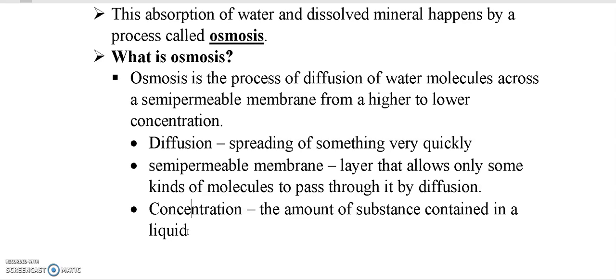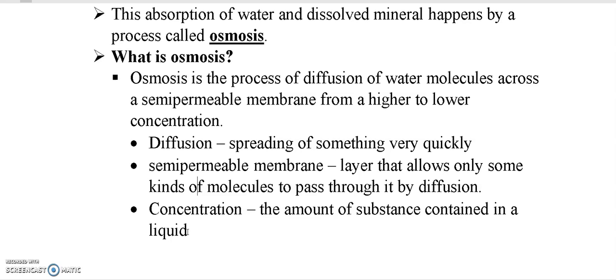But for right now, you just need to understand these words: diffusion, spreading of something very quickly; semi-permeable membrane, a layer that allows only some kind of molecules. Semi means partial, permeable means permission. So it's a membrane that allows only some kind of molecules to pass through it. But how? By diffusion. And concentration means the amount of substance contained in a liquid. Here in the plant's case, it is water.